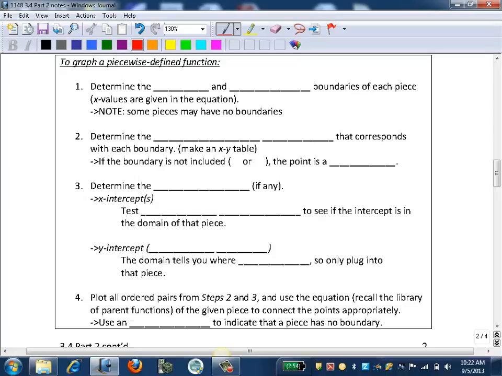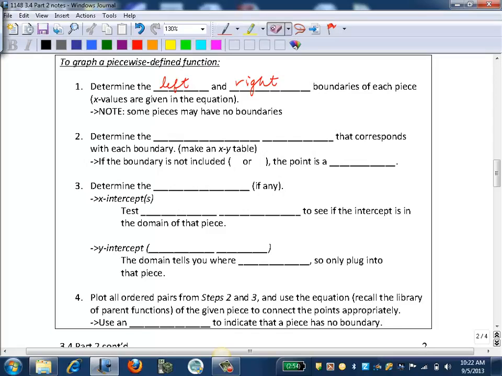To graph a piecewise defined function, I've mapped out the following 4 steps, and all of these steps will fill in the blanks here, but they always make more sense once we actually do an example. So once you actually see the examples, I think these will be a little more clear. But these will be handy for you guys to go back to and refer to in your notes when you're working your homework.